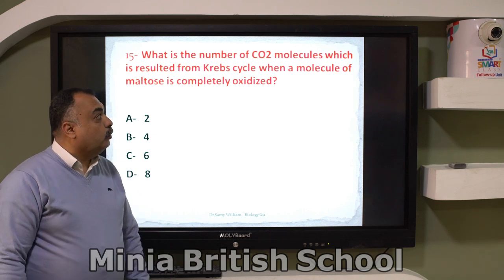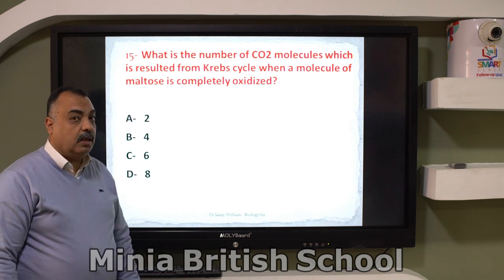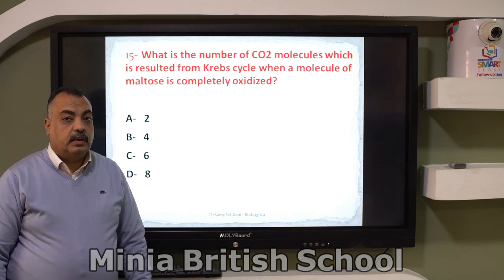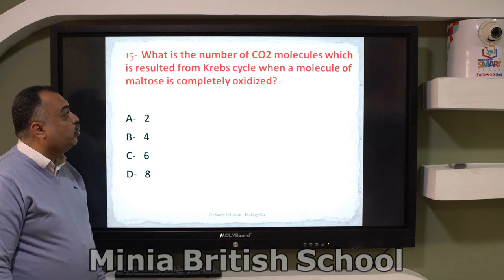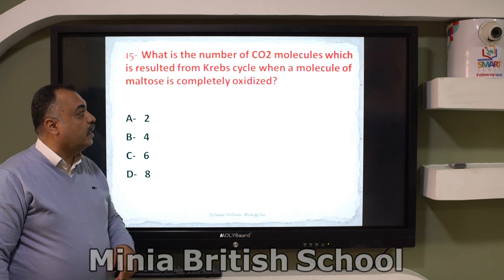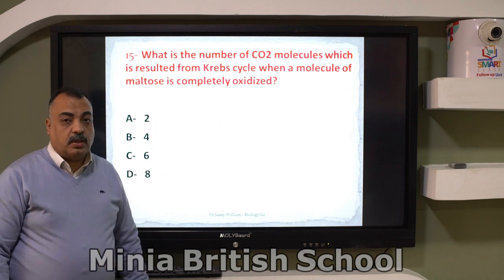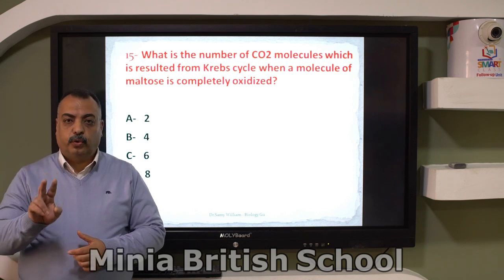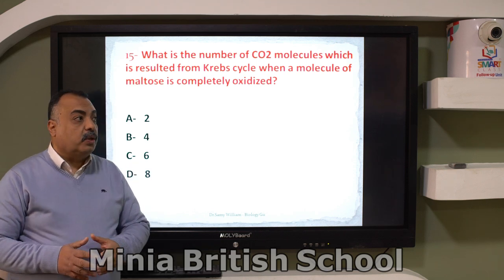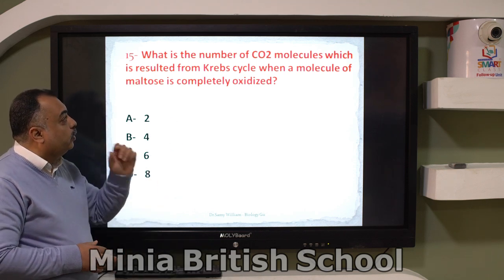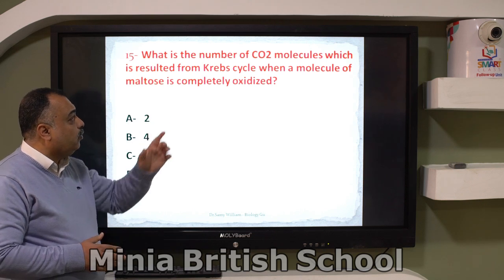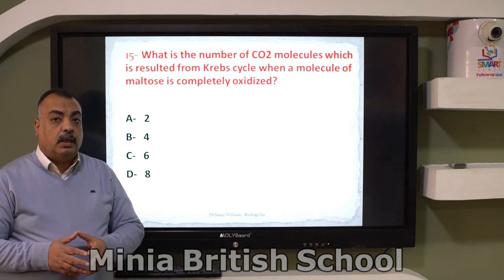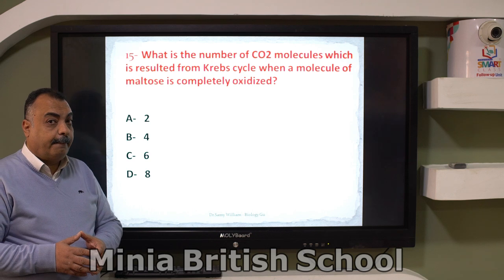What is the number of carbon dioxide molecules which result from the Krebs cycle when a molecule of maltose is completely oxidized? We know that a molecule of maltose is composed of two glucose molecules. So, what is the number of carbon dioxide molecules released from the Krebs cycle when two molecules of glucose are completely oxidized?